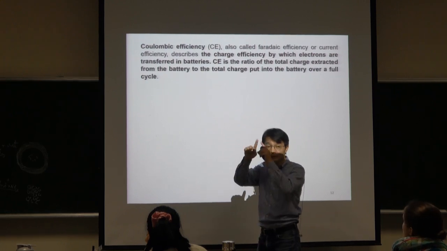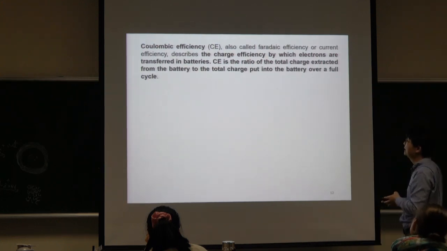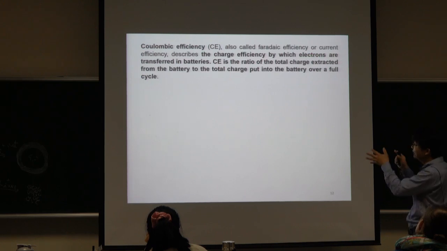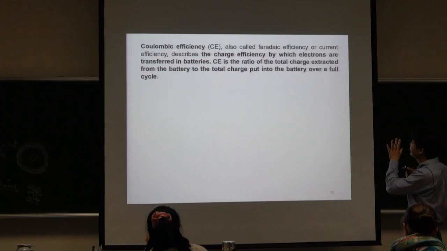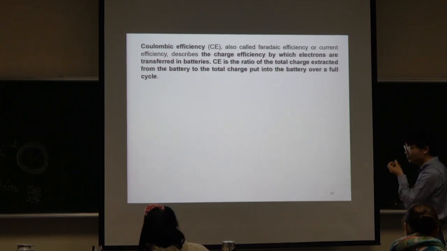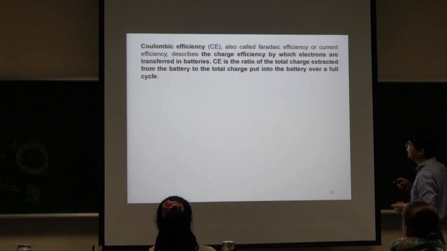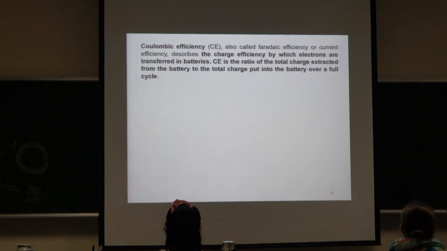Okay, we have the first slide to show that, right? So you can base on this to describe the charge efficiency by which electrons are transferred in the battery. So Coulombic efficiency, we call it CE, is the ratio of the total charge extracted from the battery to the total charge put in the battery over a whole full cycle.